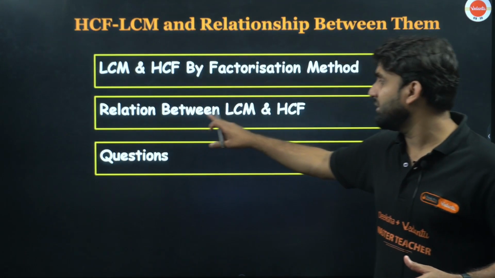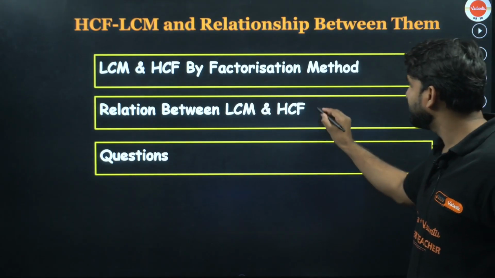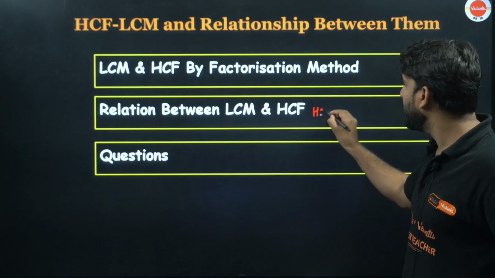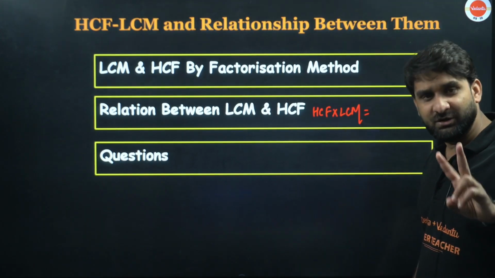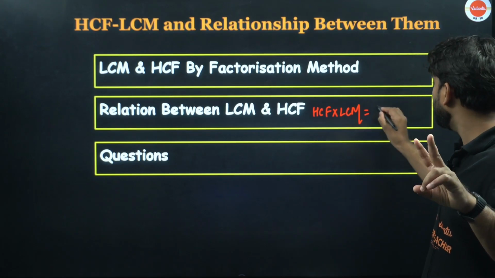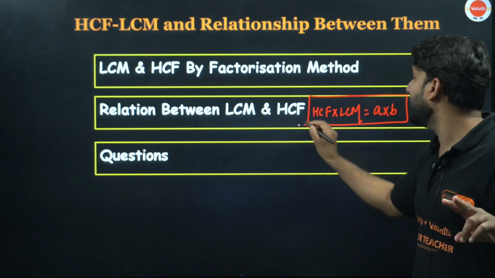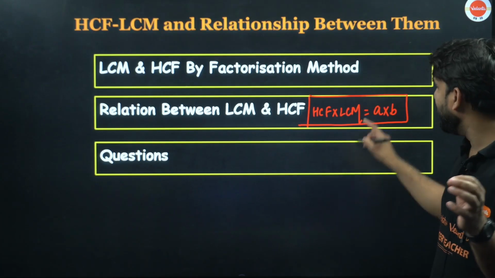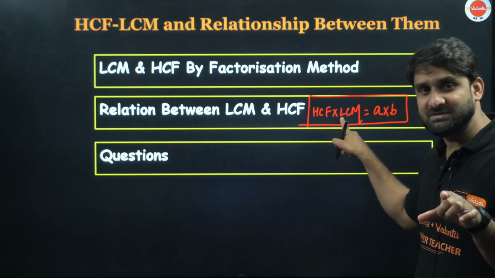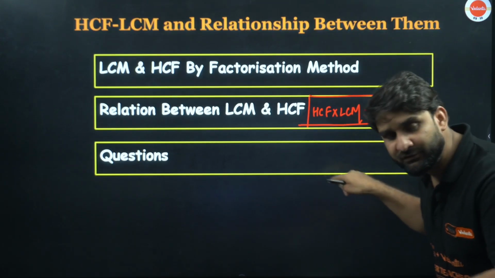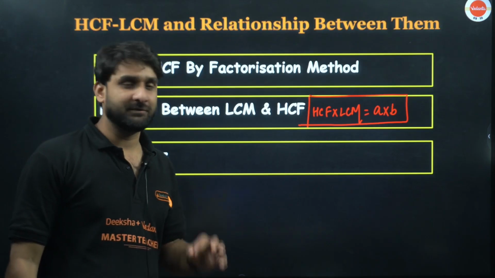And the relationship between LCM and HCF, by the way, let me give you the formula here. The product of the HCF and LCM of any two integers is equal to the product of the numbers themselves. This is the formula, a very powerful formula. Let's assume A and B are two integers. The product of their HCF and LCM is equal to the product of the numbers themselves. Very, very important.